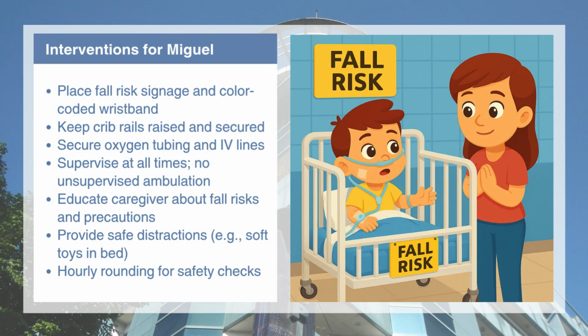For Miguel, implement full fall prevention protocols. Use signage and wristbands, ensure crib rails are raised, secure all tubing and devices, and maintain constant supervision. Educate his family about the risks and ways they can assist. Offer safe toys to minimize the urge to climb or move unsafely. Regular safety rounding is also critical.